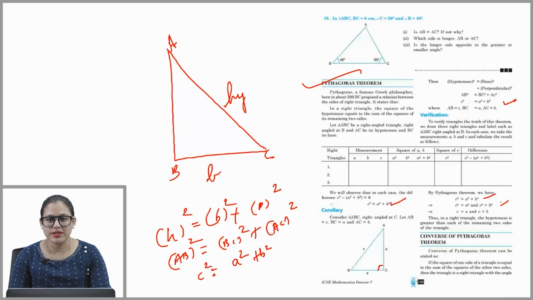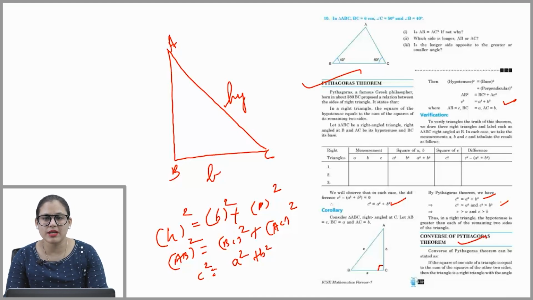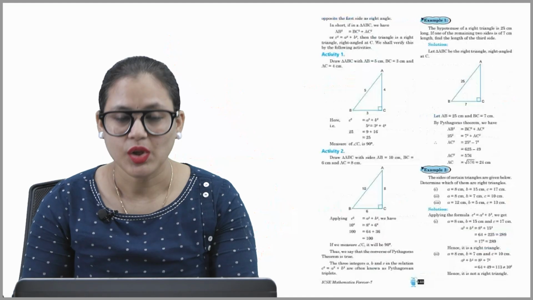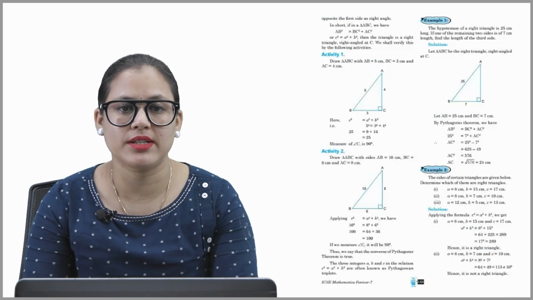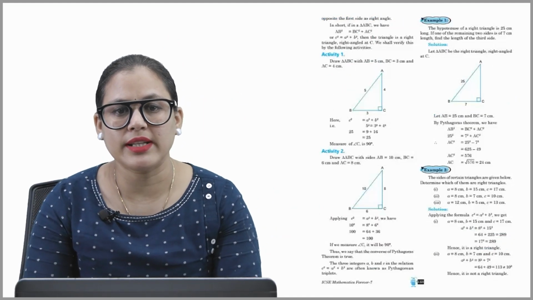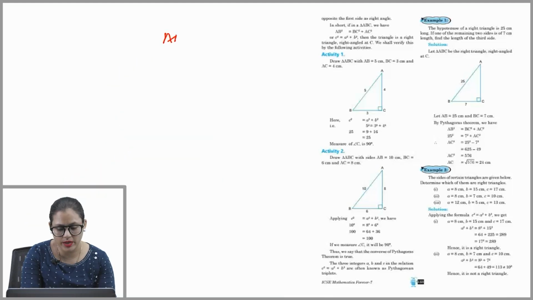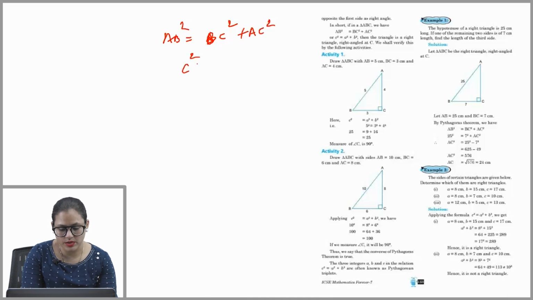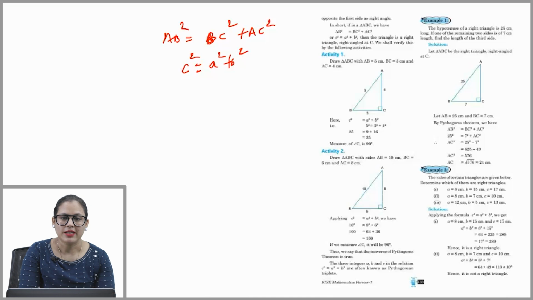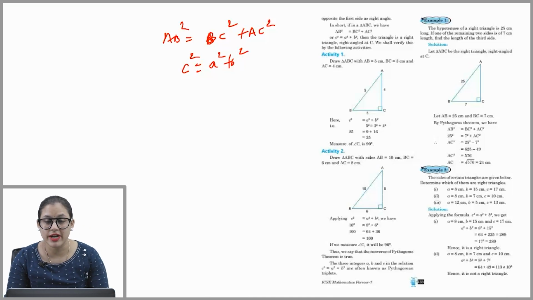Next, converse of Pythagoras theorem. The converse of Pythagoras theorem can be stated as: if the square of one side of a triangle is equal to the sum of the squares of the other two sides, then the triangle is a right triangle with the angle opposite the first side as a right angle. In short, if in a triangle ABC we have AB square is equal to BC square plus AC square, or you can say c square is equal to a square plus b square, then the triangle is a right triangle, right angled at C. We shall verify this by the following activities.